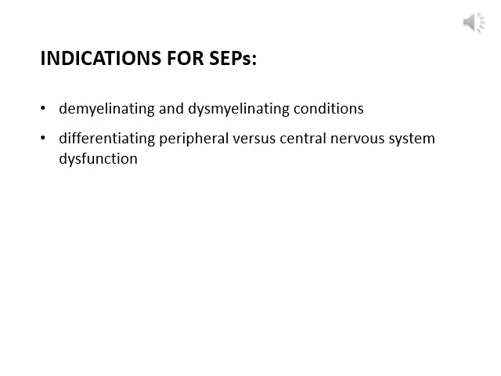As we have just discussed, SEPs are indicated in demyelinating conditions and dysmyelinating conditions as they are able to test a long neural pathway and are sensitive to lesions along the pathway, even very subtle lesions. SEPs can also be used to differentiate peripheral from central disease by looking at the patterns of abnormalities between the absolute latencies and the interpeak latencies. We will discuss this further in the module on clinical correlations.